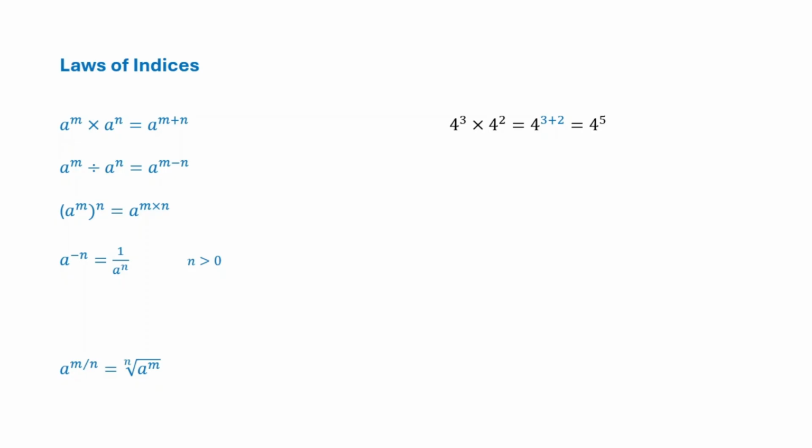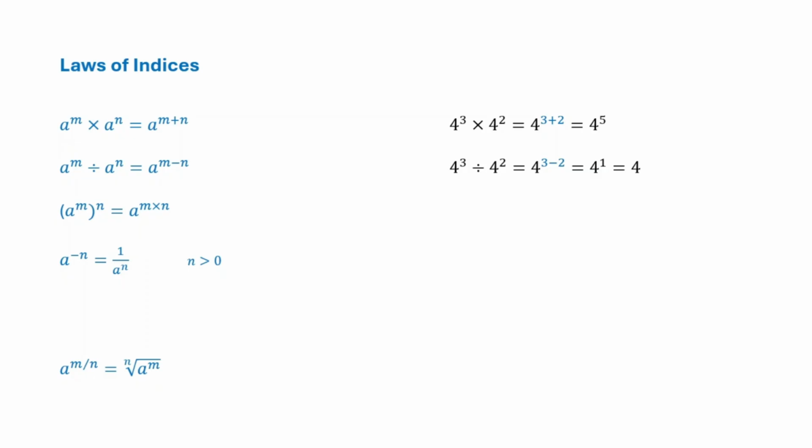The second rule applies when we divide powers with the same base. Just like the previous rule, the base stays exactly the same. The difference is that this time, instead of adding the exponents, we subtract them. Let's look at the example. We have 4 cubed divided by 4 squared. The base is 4 in both powers, so we keep the 4 exactly as it is. Then we subtract the exponents. 3 minus 2 is 1, so we get 4 to the power of 1. Any number to the power of 1 is equal to itself, so 4 to the power of 1 is simply 4. As before, this rule only works when the bases are identical.